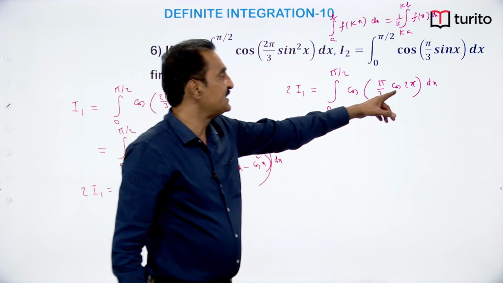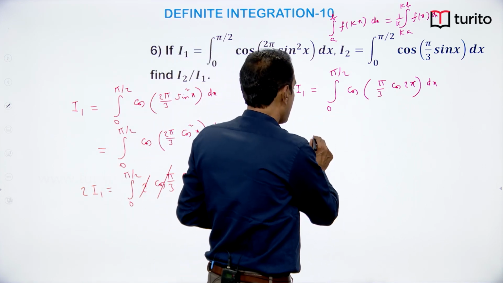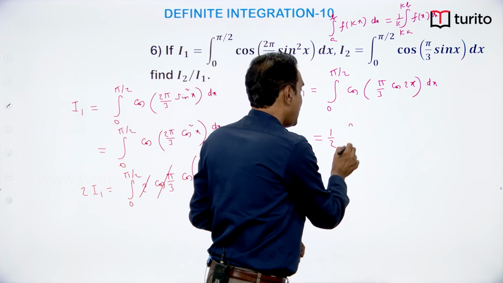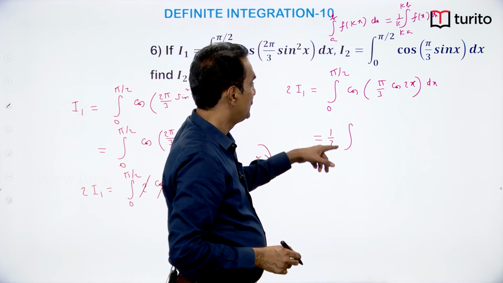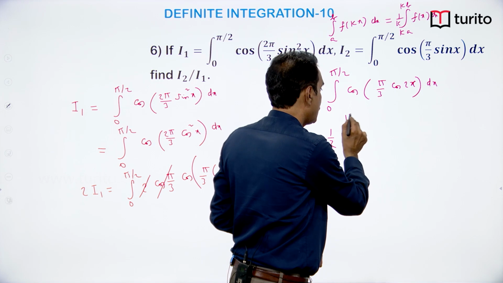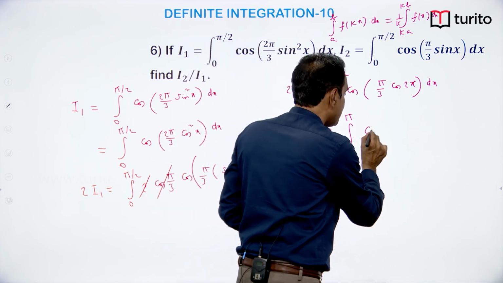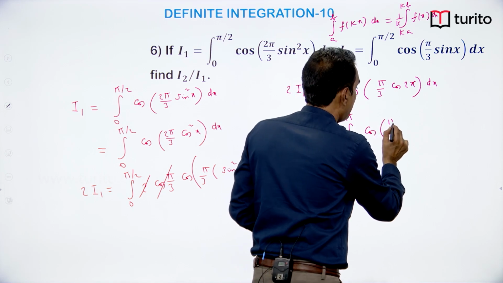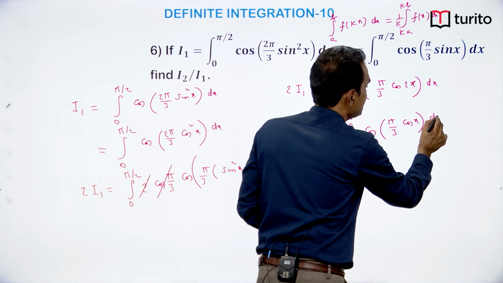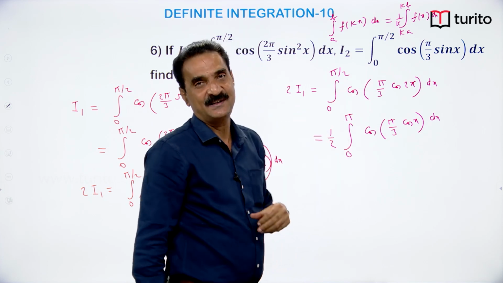Here I am taking k as 2. This is f of 2x. So, it will be 1 by 2 into ka to kb, which is 0 to pi, cos of pi by 3 cos x dx. But I2 is cos of pi by 3 sin x dx.